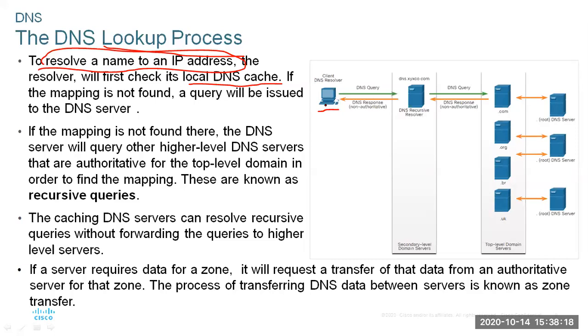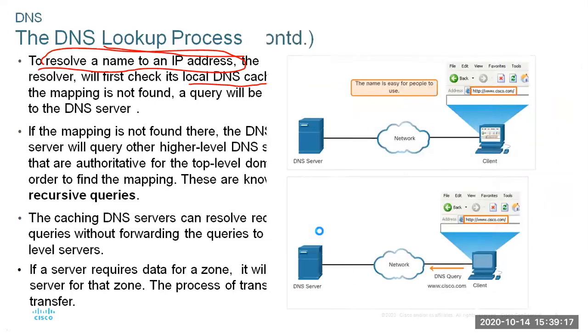And if the mapping is not found, the query is forwarded to the DNS resolver. If the mapping is not found there, the DNS server will query the higher level DNS server. And if the mapping is still not there, then it will go for the root DNS server. So if the server requires data from a zone, it will request a transfer of that data from an authoritative server for that zone. The process of transferring this DNS data between servers is known as zone transfer.